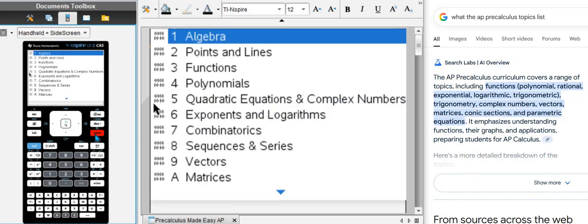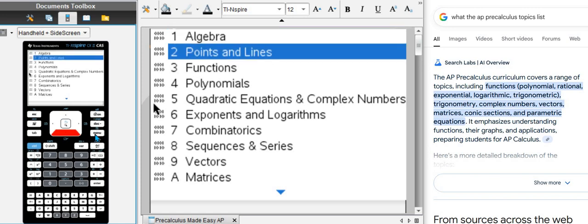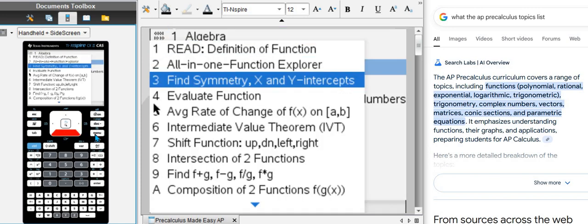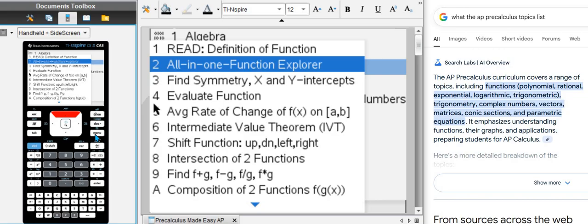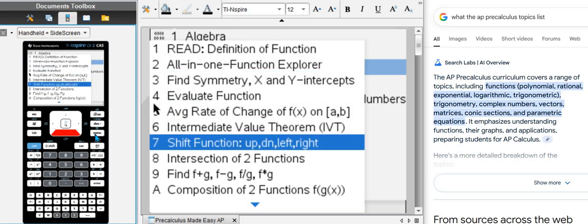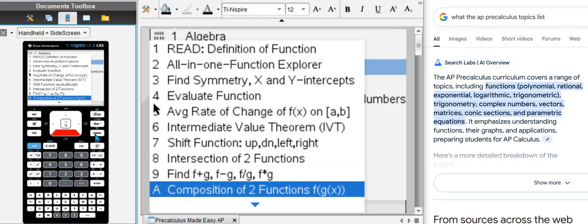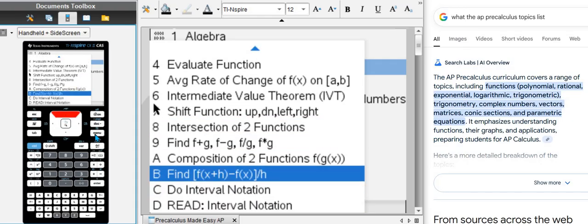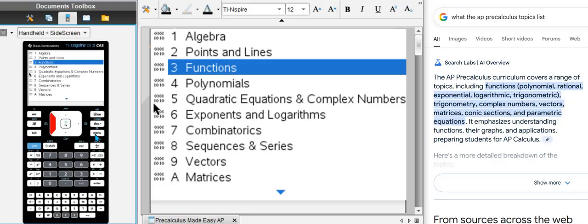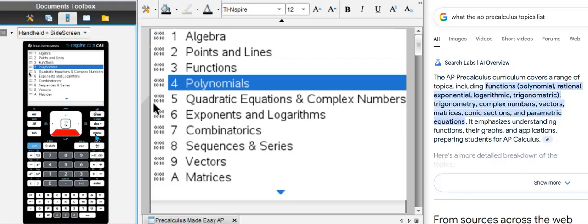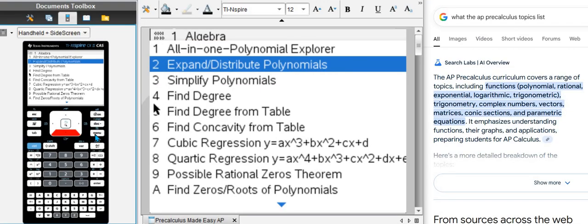Let me give you an overview. If you click on menu and function, you can analyze any function in the world. Just type it in, find shift a function, up, down, left, right, and find intersection, composition, and whatnot. Average rate of change, all of that is here. Polynomials specifically can be analyzed here.